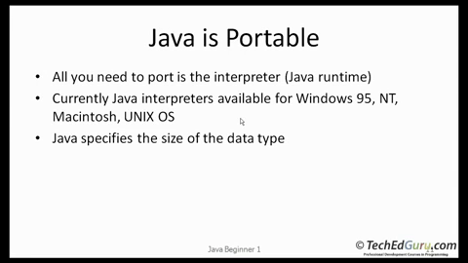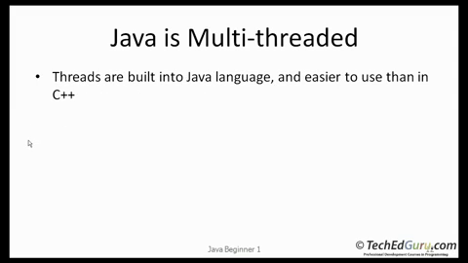Java is also portable. All you need to port is the interpreter, the Java runtime, which is available on a variety of operating systems. Currently, Windows, Macintosh, Unix, etc. Java is also multi-threaded. Threads are built into the Java language and are a lot easier to use than in C++.